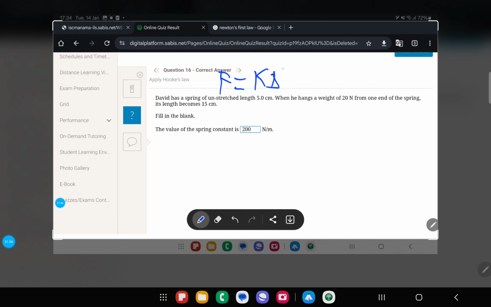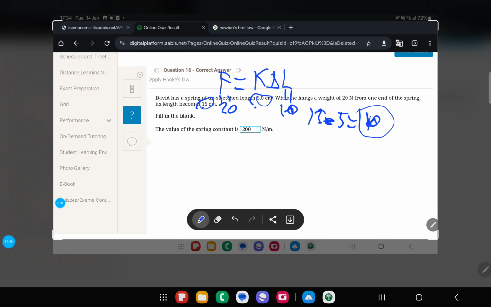F equals K delta L. Okay? We're given the force, which is 220 Newton. Now, for the extension, we're given 2, right? No, that's not extension, that's just the length. The extension is how much it's extended from its original length. So we don't count the original length. So we just subtract 15 minus 5. 15 minus 5 is 10. The extension is 10. It extended 10 centimeter from its original length. So the extension is 10.